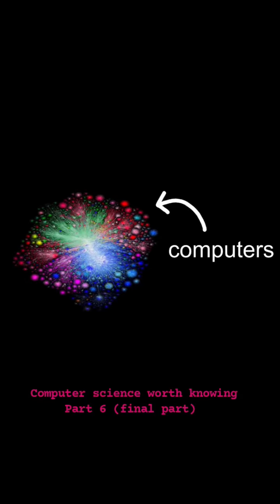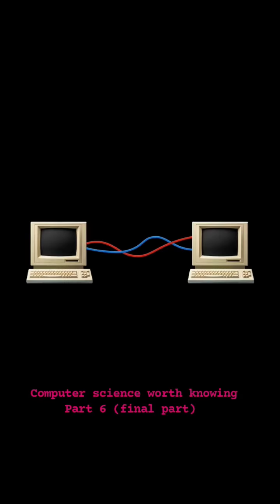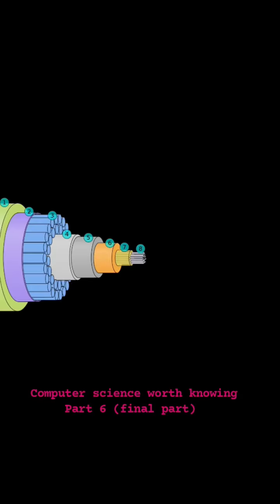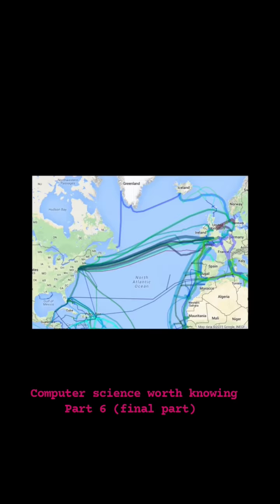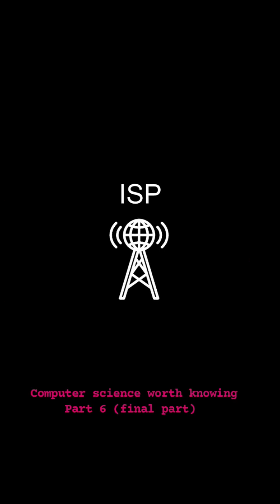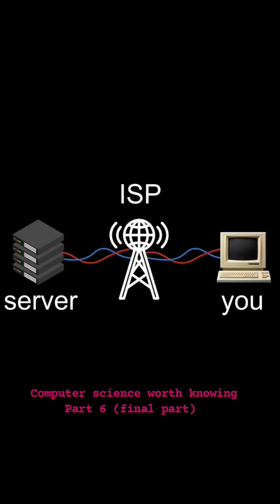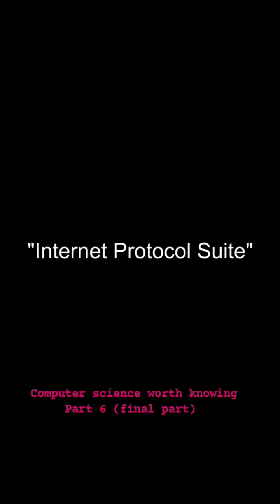The internet. It's a network of computers from all around the globe connected by wires. Like, literally, the internet is just a bunch of thick cables that run at the bottom of the ocean along with facilities like internet service providers that connect you to your destination. These computers communicate with the Internet Protocol Suite.